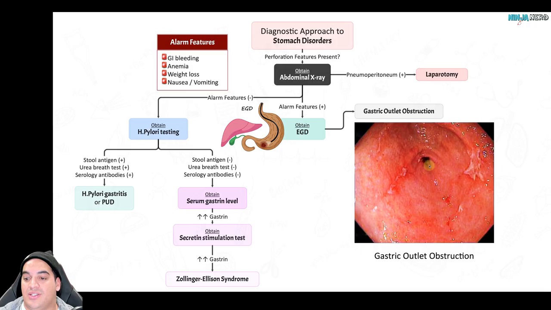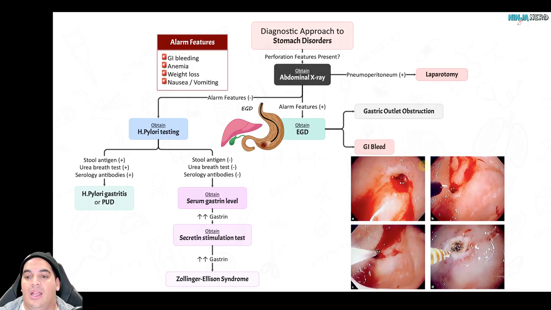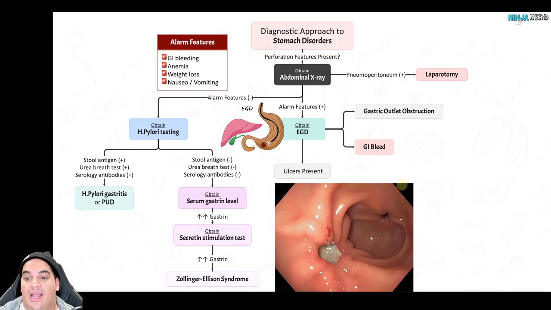Because what it may show me is, look at this narrowing of their gastric outlet. That's a gastric outlet obstruction. It may show me the evidence of a GI bleed, and that's why they're having hematemesis, melena, anemia. And also it may show really, really large ulcers that are kind of concerning here.